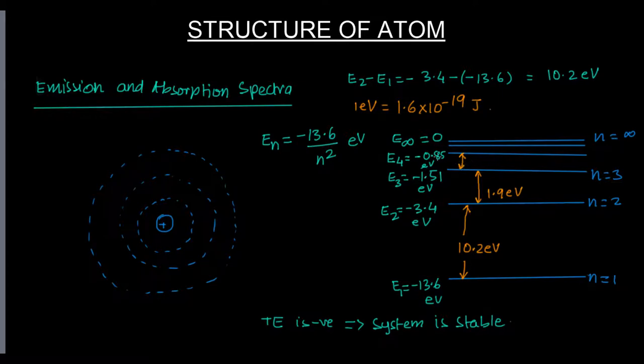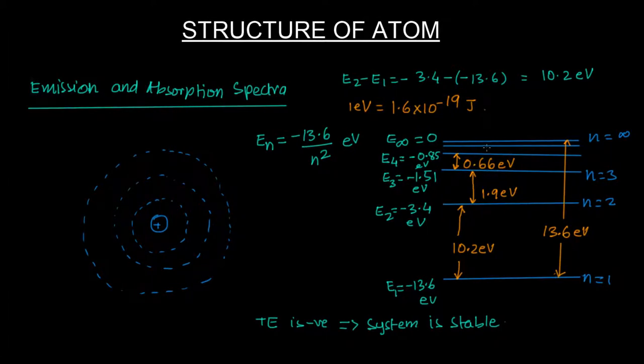And what is this? This is 0.66 electron volts, and so on. Now, what does it mean? What is this much? This is 13.6. You add 13.6 to minus 13.6, it will become 0. What do you mean by the energy going to 0? It is at n equal to infinity. That means this electron has completely left the influence of the nucleus of this atom. And this is when you say that the hydrogen atom gets ionized.